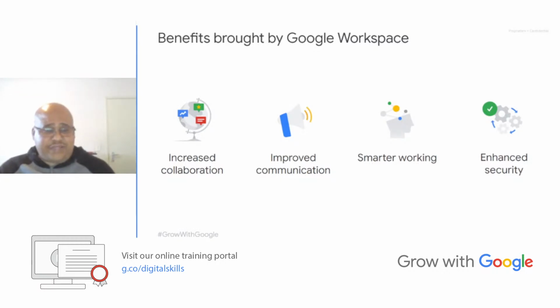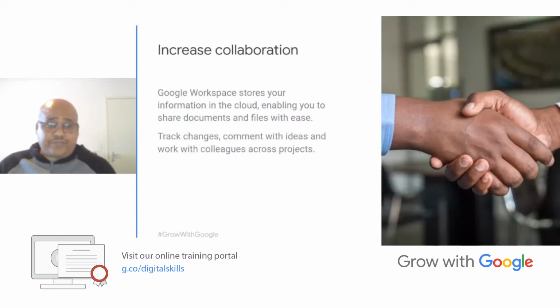The smarter working saves a lot of time because now all you need is an internet connection and you can basically tap into any document with anyone from anywhere as long as there's an internet connection. And of course, because it's built on top of Google's architecture, it has enhanced security. Now, let's look at some of these benefits individually.